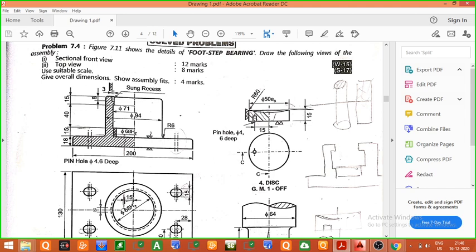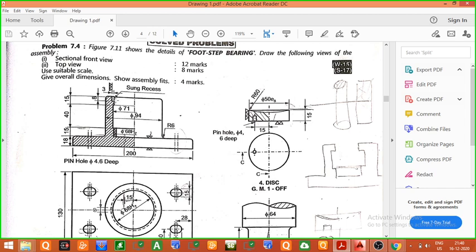So the total distance from here to here will be equal to half of 94. The distance from this center line to the end is equal to 94, whereas the distance from this center line to this point is equal to 68 or half of 68. So we will find the difference of 94 and 68 and then we will divide by 2. So the difference of 94 and 68 will be equal to 26. So we will get 26 mm.